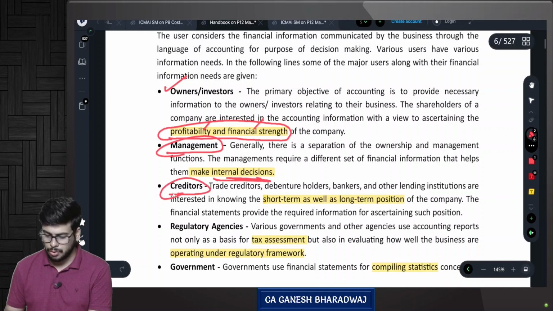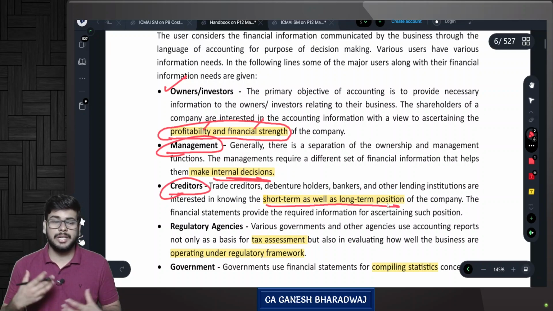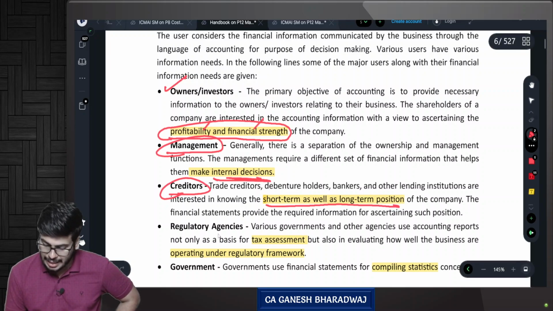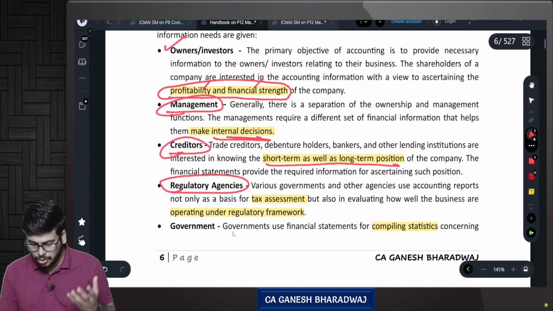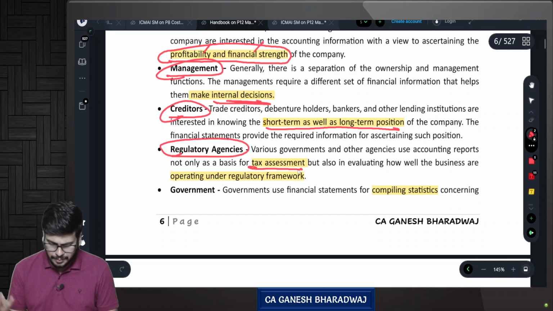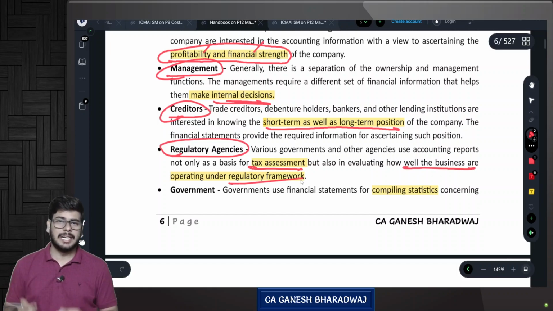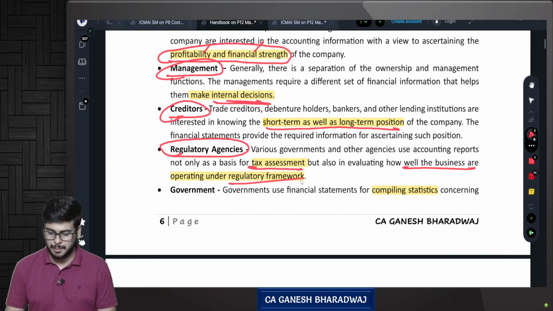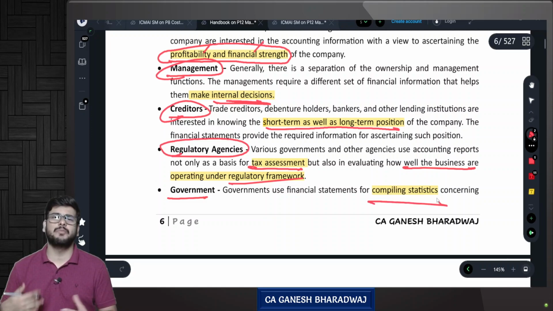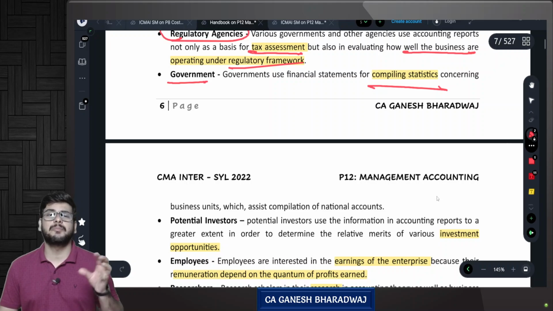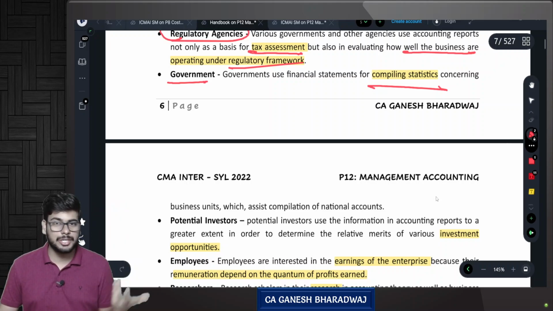Creditors, why do they need accounting information? To assess the short-term as well as long-term position of the company. That's how you know the creditworthiness of the company. Regulatory agencies, the income tax department, the GST department, why do they need to know? For tax assessment and to see how well the business is operating under the regulatory framework. That is how compliant they are, for compliance purposes. Government in general, for compiling statistics, like how many companies are there in our country, and how many companies are unicorn startups. You know what a unicorn startup is?